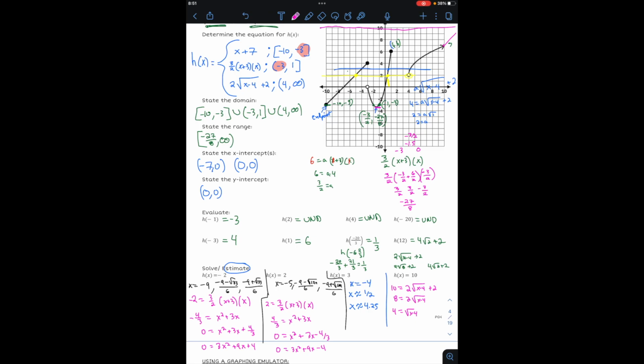4 equals square root x minus 4. Square both sides. 16 equals x minus 4. X equals 20. All right, that's nice. Great.